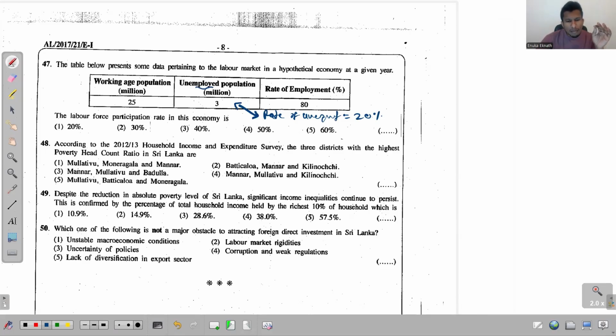The unemployed population is just 3 million in this economy, and if you calculate that as a percentage, that will be just 20%.